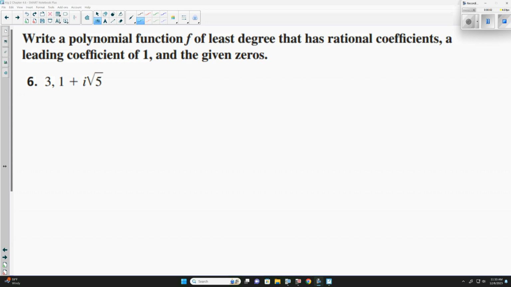So two things we're doing today. We're going to do one more of these, finding least degree polynomial function, and the other is Rene Descartes' rule of signs.